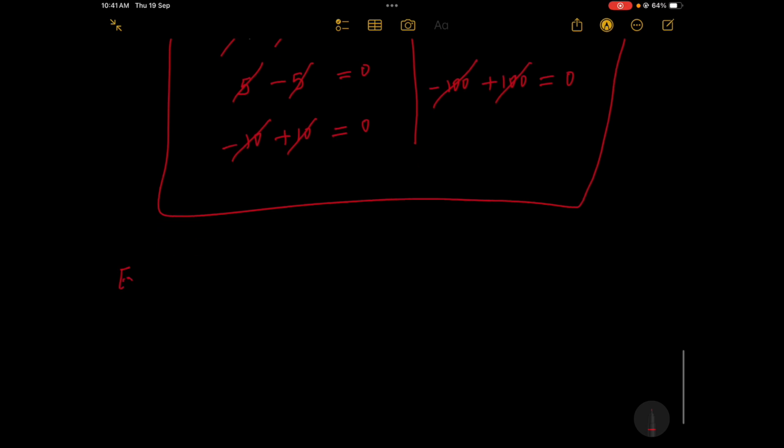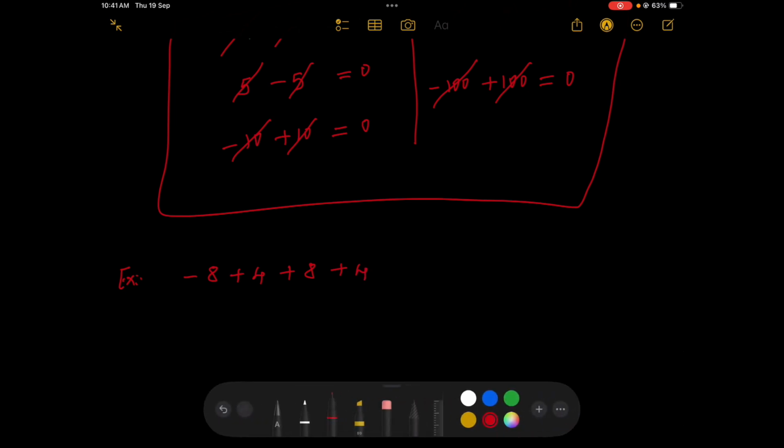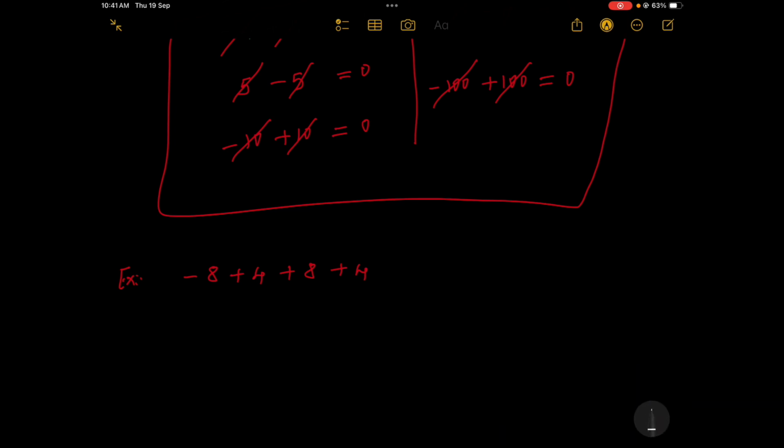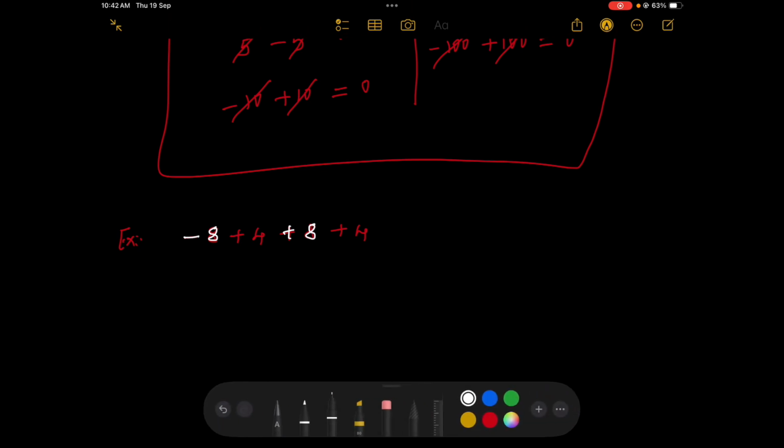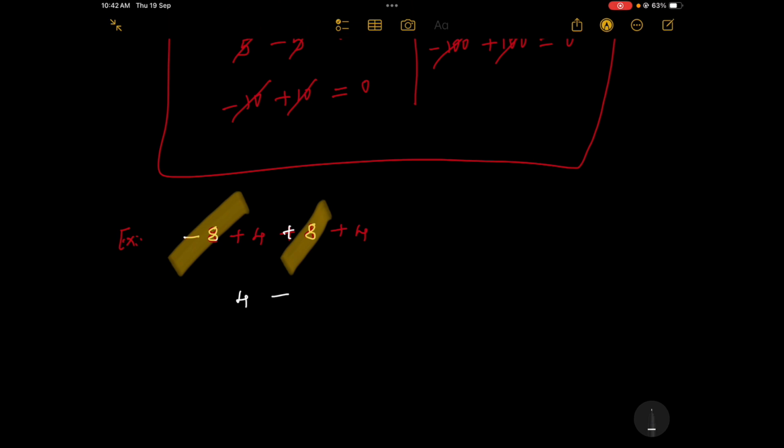Okay, next example. Minus 8 plus 4 plus 8 plus 4. See, observe the problem now. If you get a chance to reduce or to cancel the numbers, it's better to cancel in the beginning only. Can we cancel anything in this problem? Yes, we can. We have minus 8 here and plus 8 here. We have positive 8 and negative 8. Can I cancel those two? So minus 8 plus 8, damar. So what remains now? 4 plus 4. What is 4 plus 4?